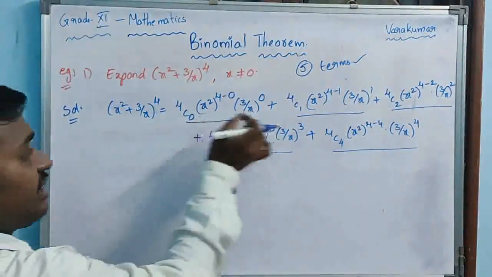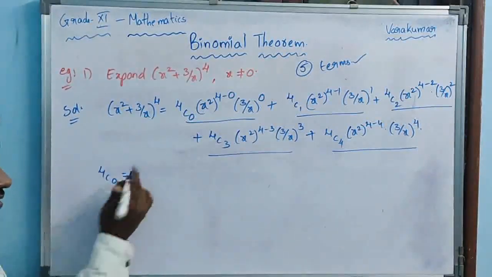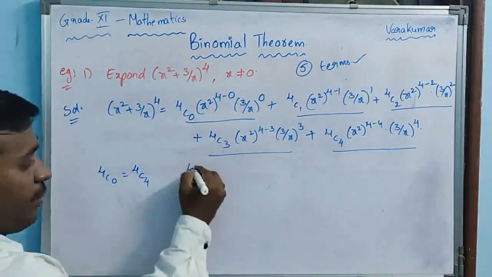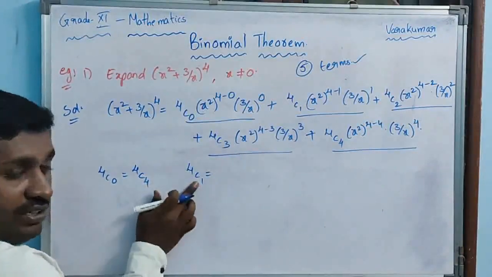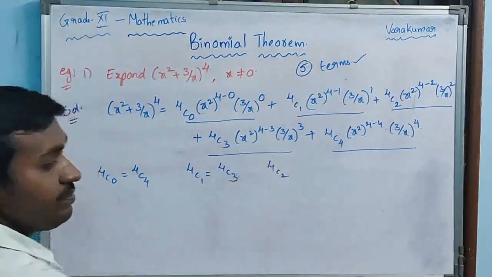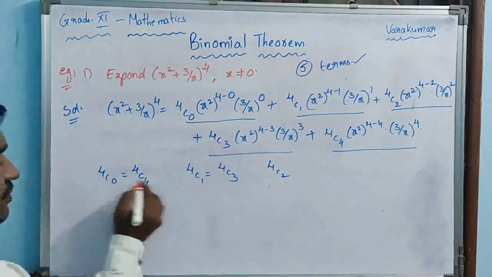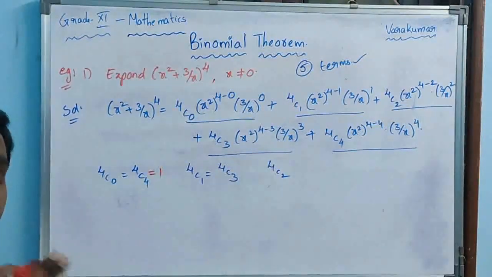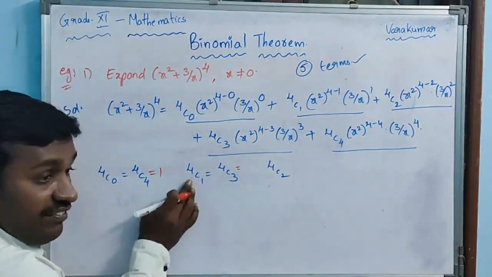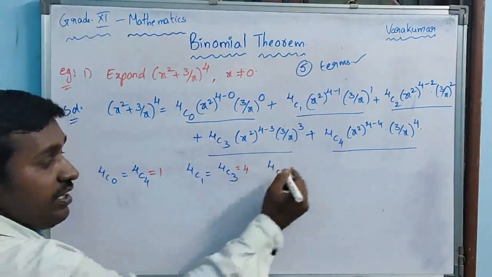Now we are supposed to do all the expansions. Before that, what is 4c0 equal to? 0, and for balancing, 4c4, since 0 plus 4 is 4. Then for balancing, 4c1 and 4c3. Then the next one, 4c2. Now we need to know all the coefficients. According to Pascal, the first and last term coefficients will be 1, and the second from the first and second from the last have the same value, with n being 4.